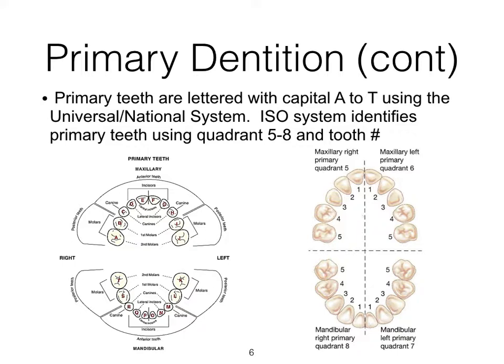The maxillary left quadrant would be quadrant 6, and if you're starting at the central incisor, it would be 61. Lateral incisor would be 62, and so on. The left mandibular would be quadrant 7, and if you're starting at the second molar, it'd be 75. First molar would be 74, and so on. The last quadrant would be the mandibular right, which would be quadrant 8. If you're starting at the central incisor, it would be 81. Lateral incisor would be 82, and so on.